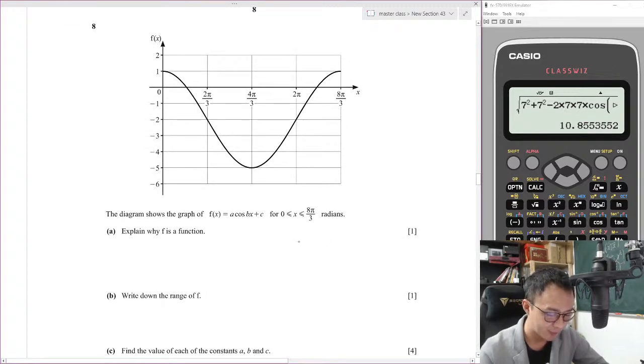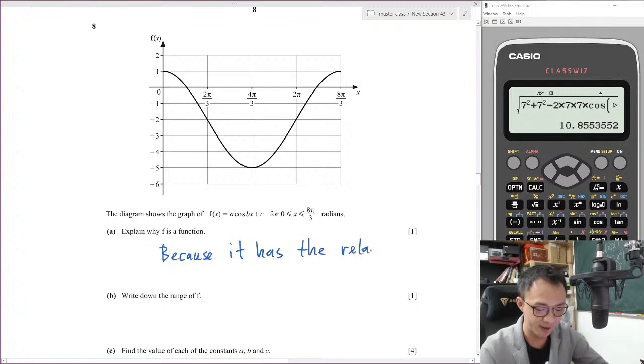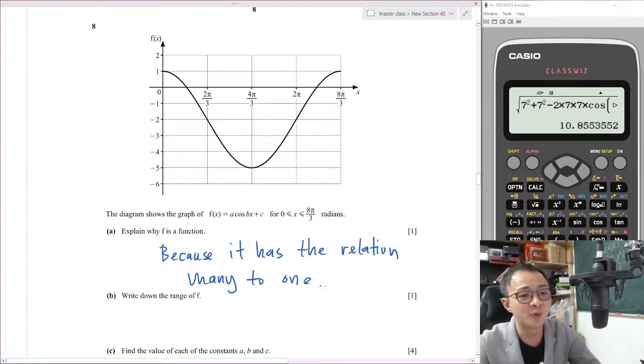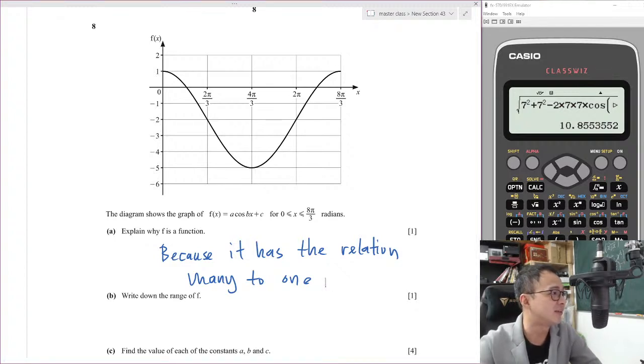Alright, this one: explain why f is a function. Because it has a many-to-one relation. We know a function is either many to one or one to one. So the cos graph is many to one, so this is a function. Of course, you can use any other words to explain this, as long as you can show it's a function, then it should be good.